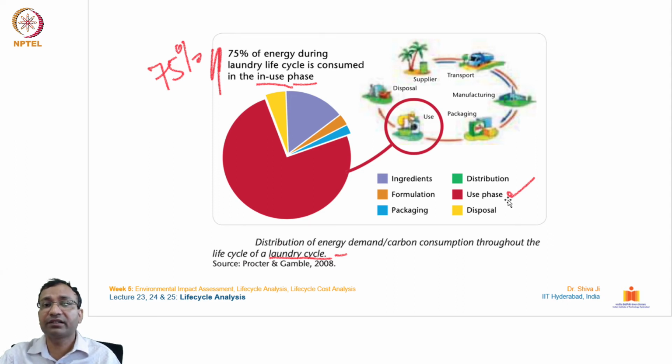This use phase is a stage which consumes about 75% of the energy. So is there a way to actually minimize this volume of energy consumed by this unit? We can work on improving its efficiency, because this appliance is going to be there for a good number of years, a minimum of 10 years.